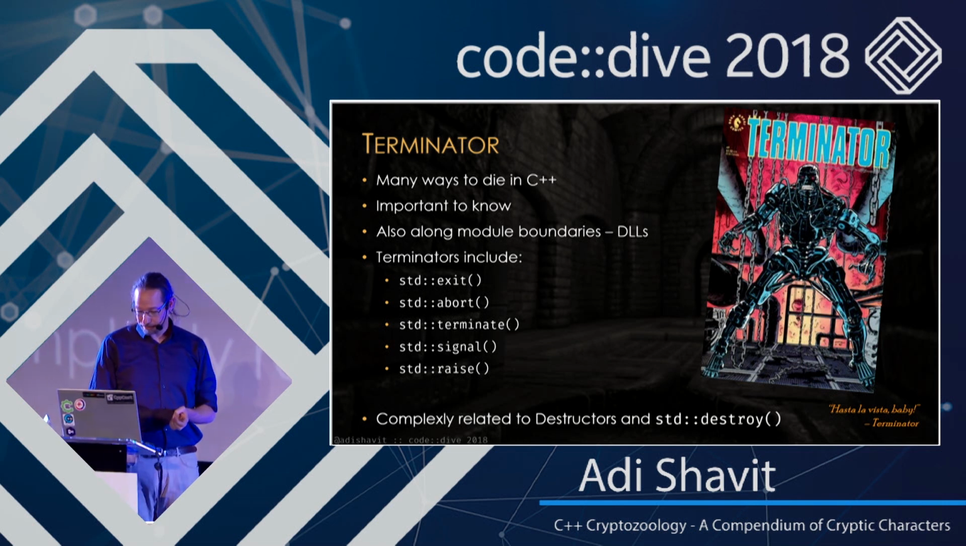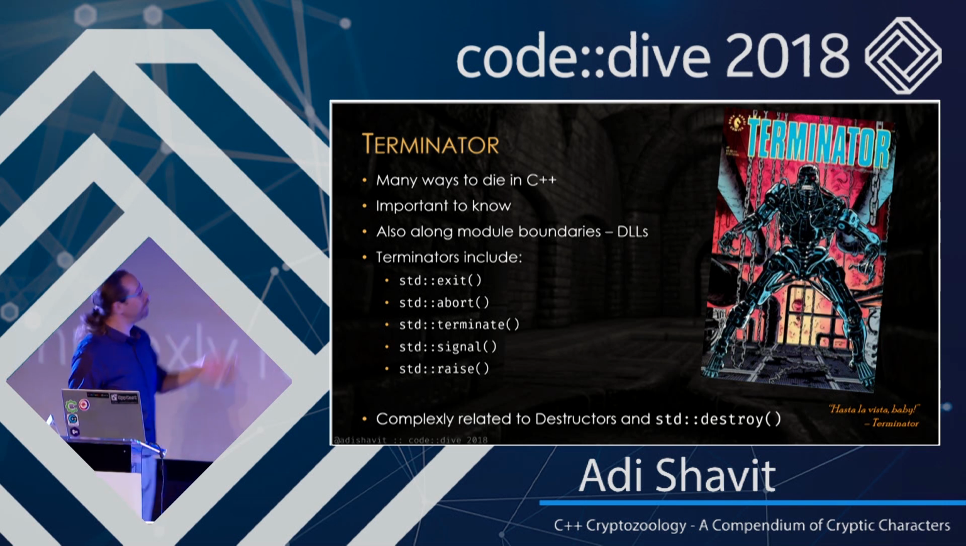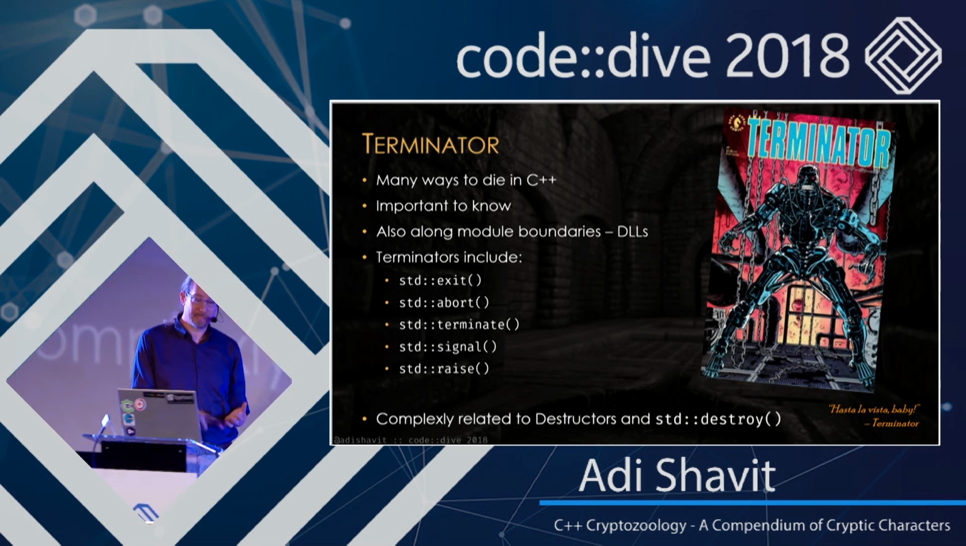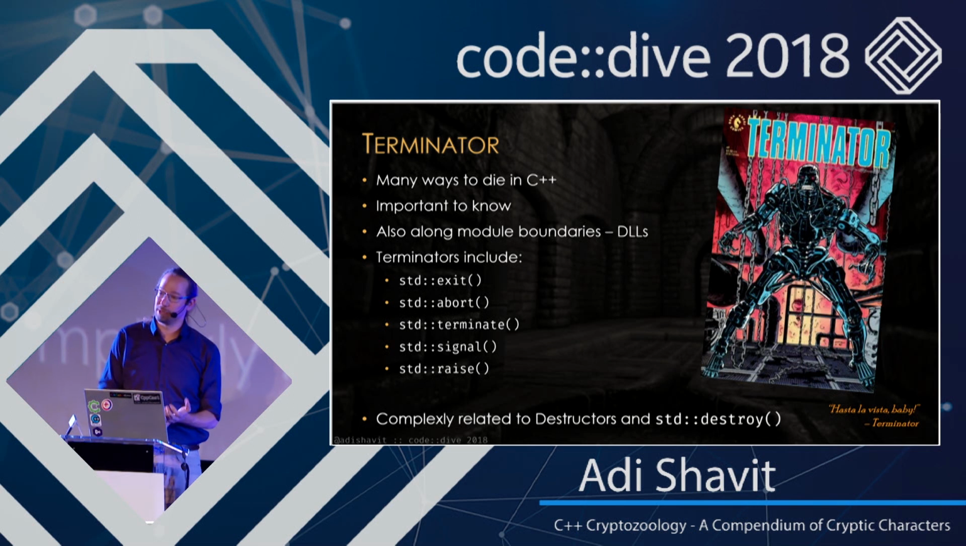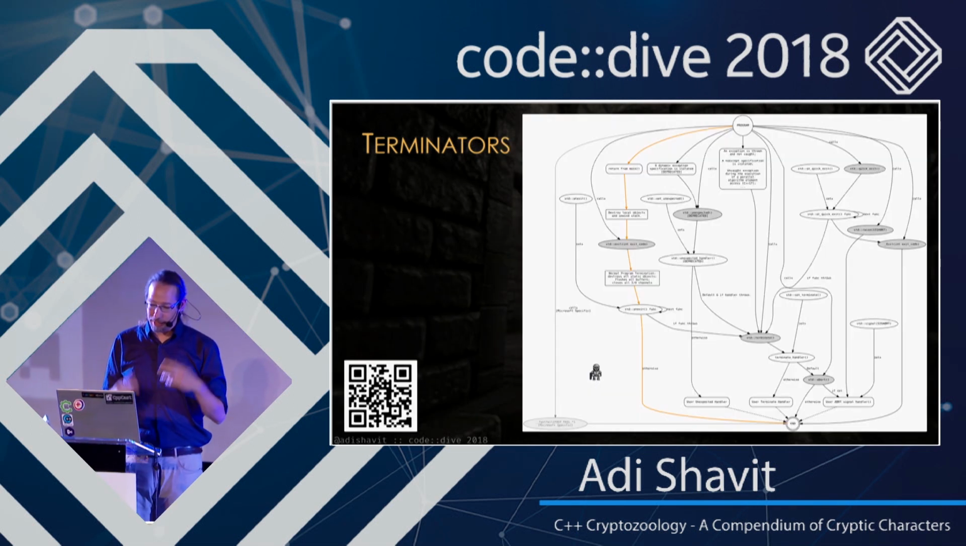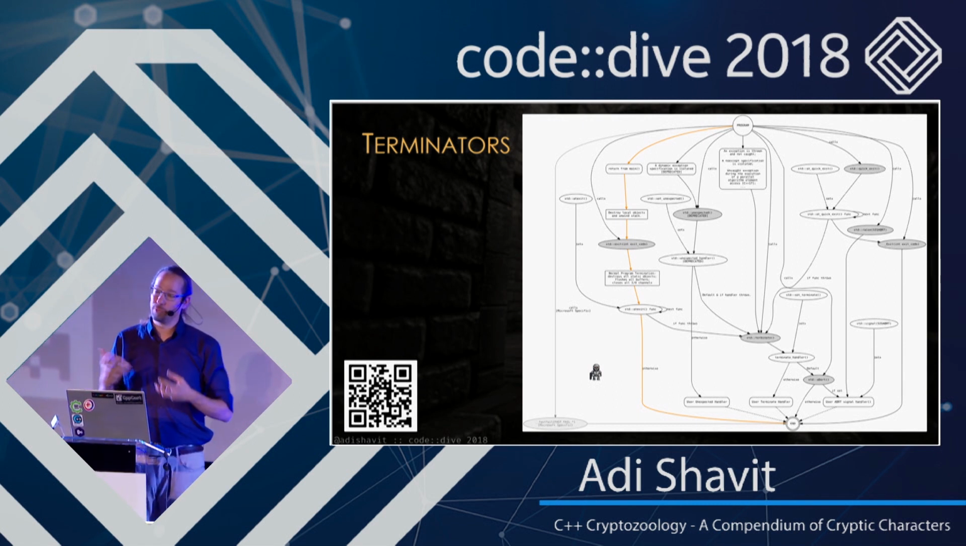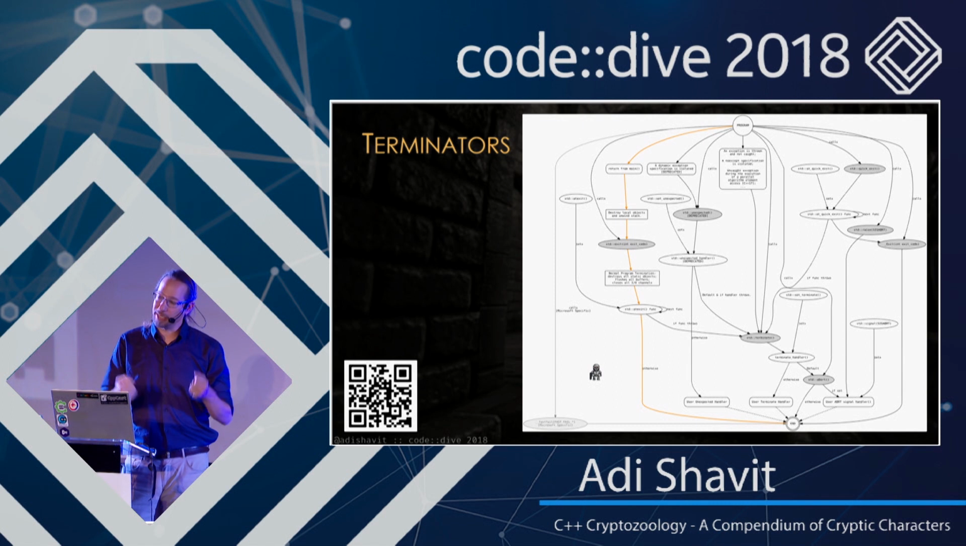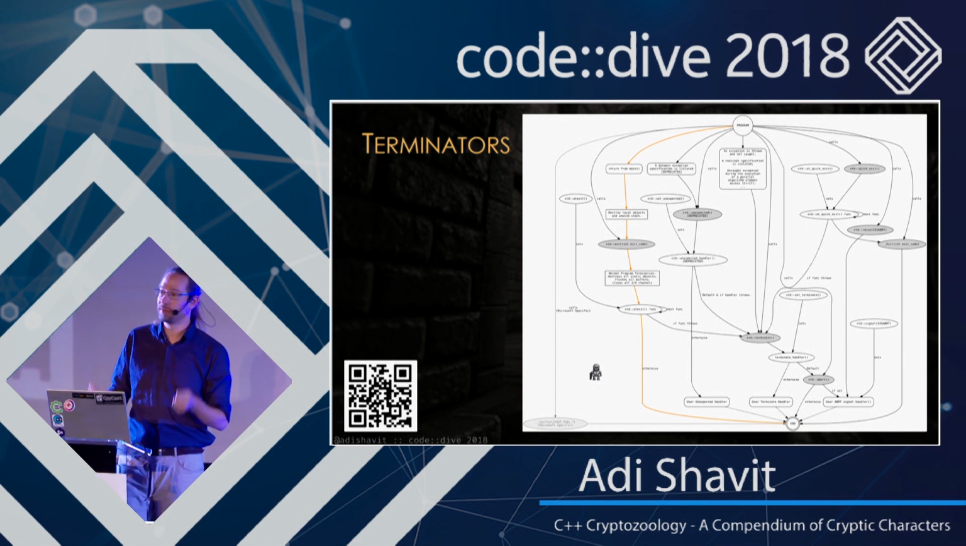Some of these standard functions in C++ include exit and abort and terminate and signal and raise. Each one has a different way of working and different implications. I made this graph a couple of years ago. I have the URL here, where you can see the differences between all these functions. Again, I think it's funny, but it's actually really important to know, especially if you're working with code that has to be robust.